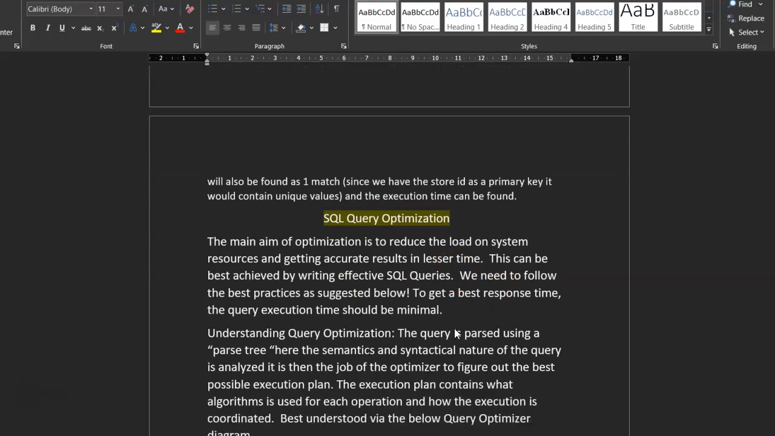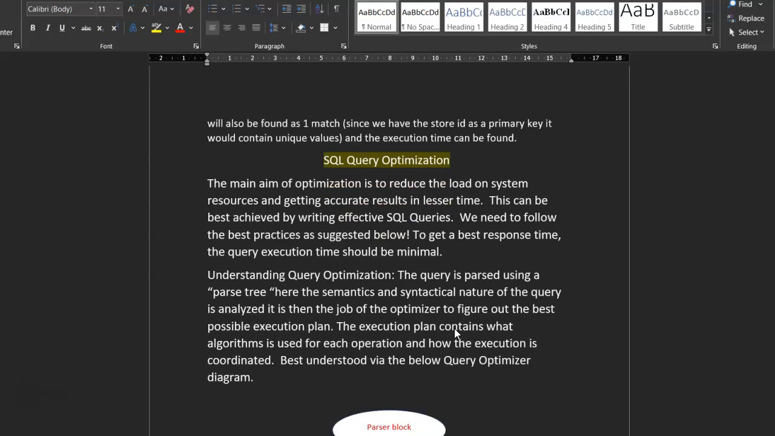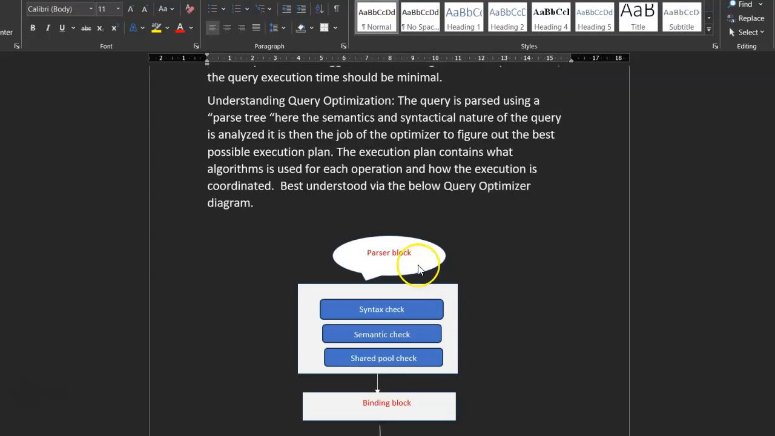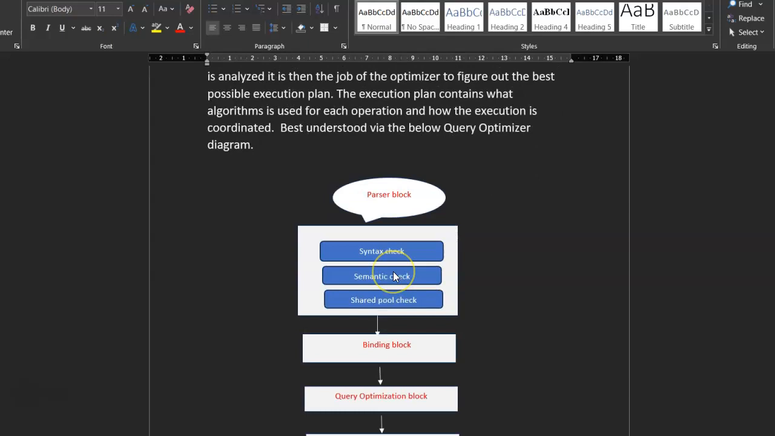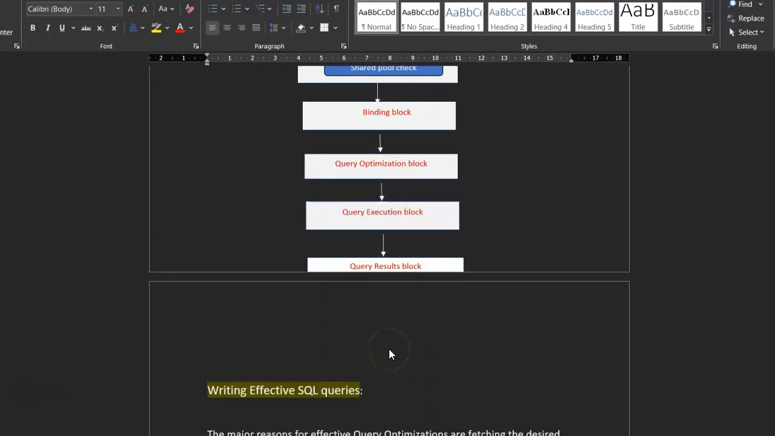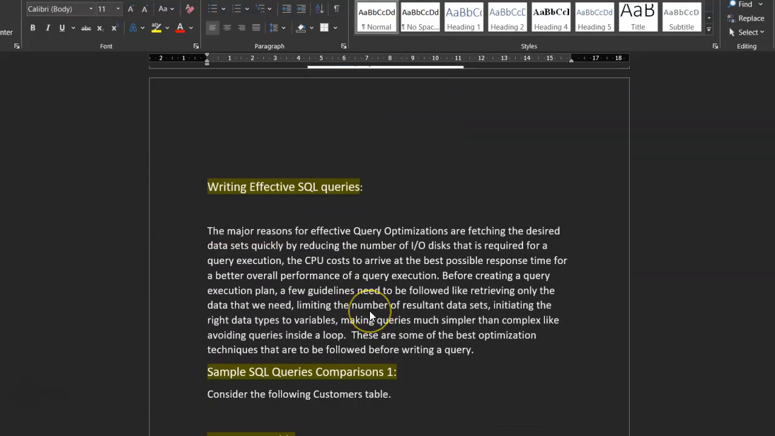And now let us look at optimization. What is optimization? The main aim of optimization is to increase the efficiency of fetching the results faster and to reduce the load on the CPU. And for that we need to improve the semantic and syntactical nature of the query. So what happens is it goes through the parser block, then it goes to query optimization, execution, and then we get better results.